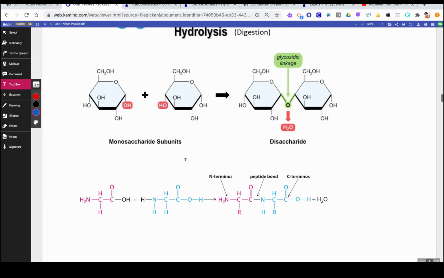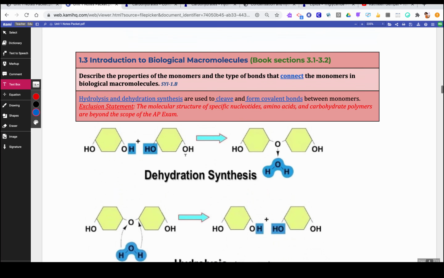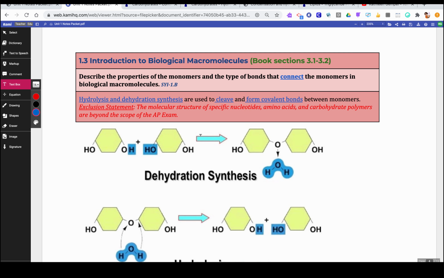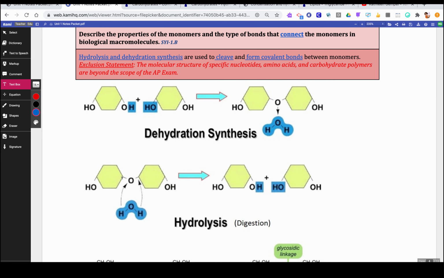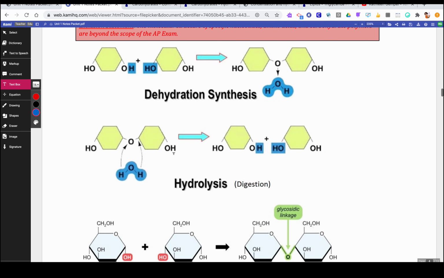So I'm just going to very briefly go through a quick summary of that. So you have here two glucose units, take water out, that forms that glycosidic linkage. Now we have the disaccharide maltose. We can hydrolyze maltose by adding water back in. Hydrolysis means to break using water, so we can form two monosaccharides, two glucose units from the original maltose.